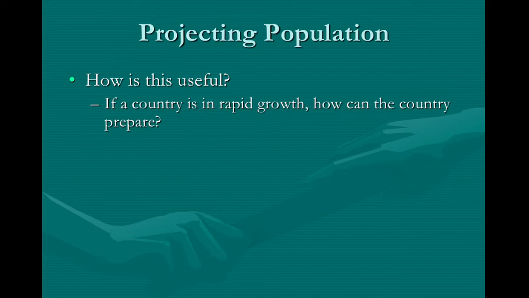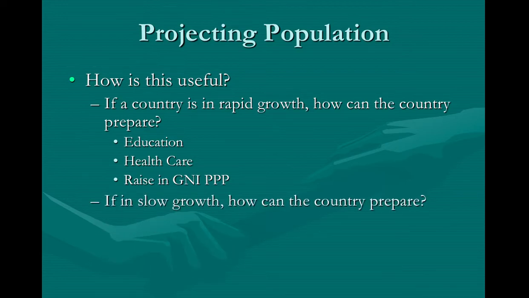Well, there are a lot of children that live in that country. So maybe they need to provide more schools to educate those kids. Perhaps they need better health care that caters towards pediatrics. So that might be a good career to choose in the future. There might be a rise in the GNI, which is the gross national income per person. We might have to find ways to raise that if we're going to have lots of kids to support in the years ahead. If the growth is slow, what should the country prepare to do?